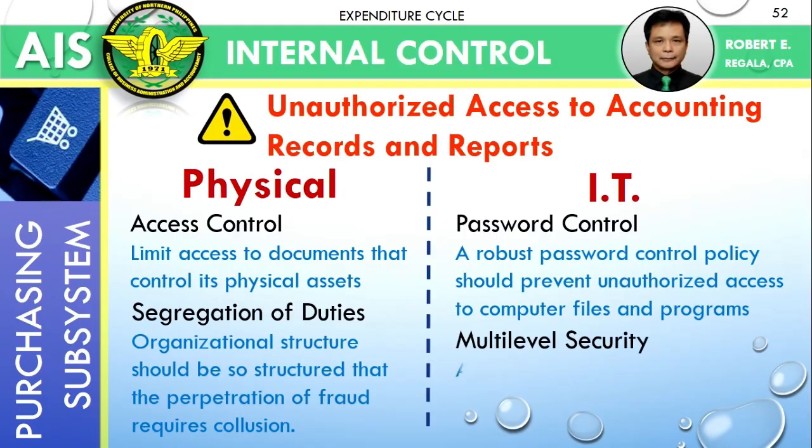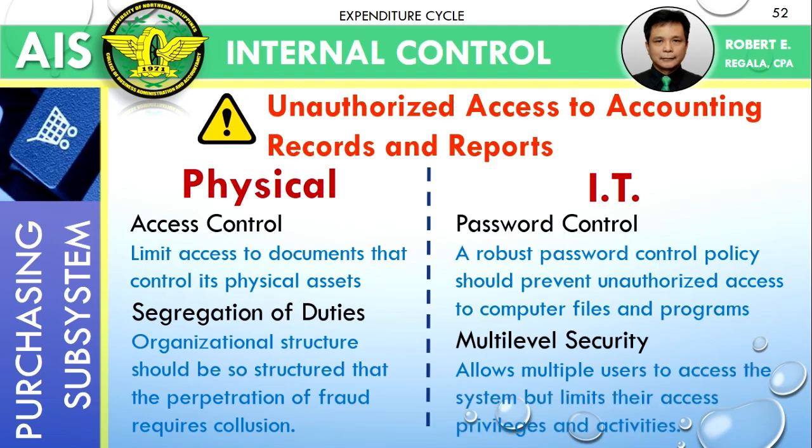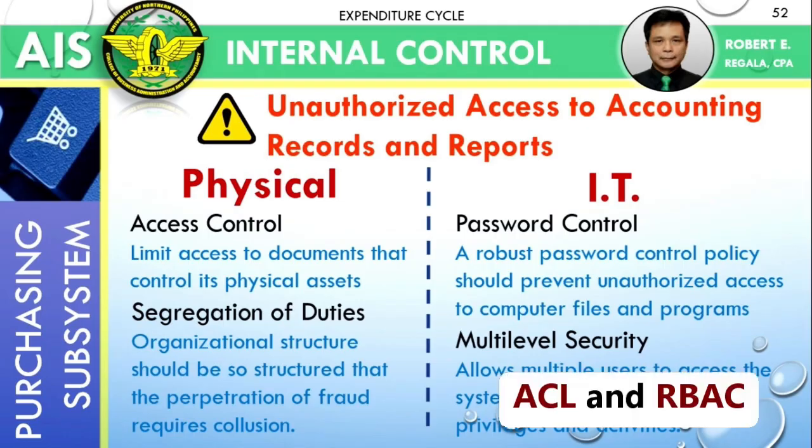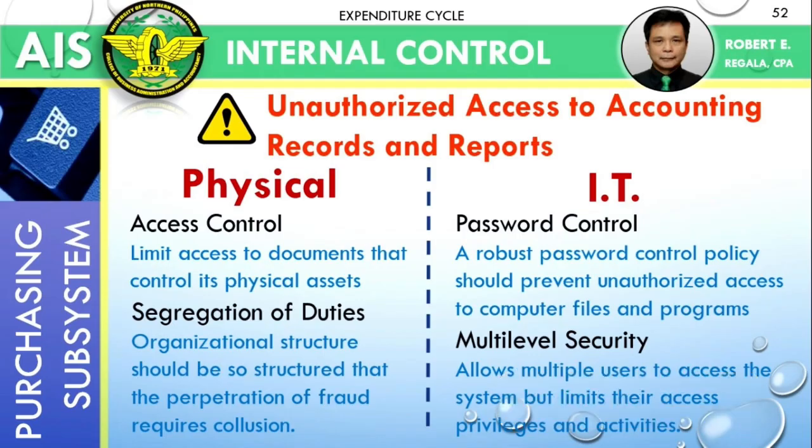Multi-level secure. This is a program technique that permits simultaneous access to a central system by many users with different access privileges, but prevents them from obtaining information for which they lack authorization. Two methods for achieving multi-level security are the Access Control List, or ACL, and Role-Based Access Control, or RBAC. Through these techniques, purchasing, receiving, accounts payable, accounts purchase, and general ledger personnel are limited in their access based on the privileges assigned to them.